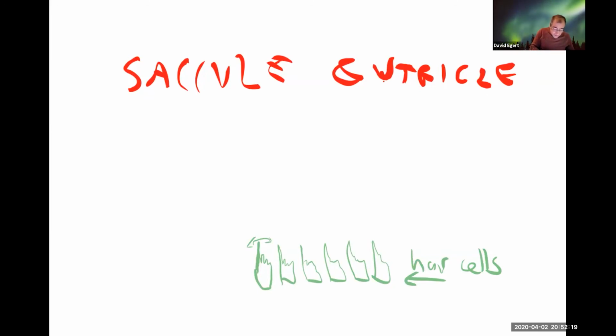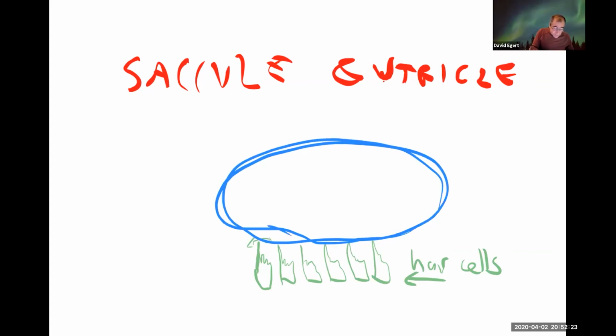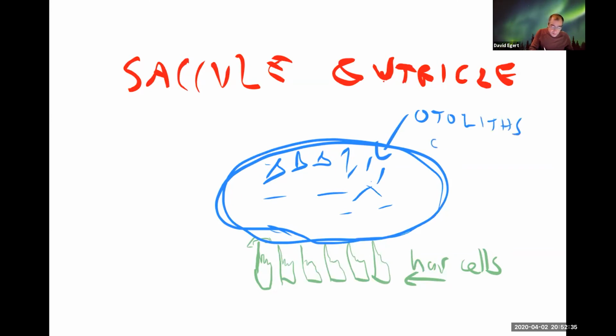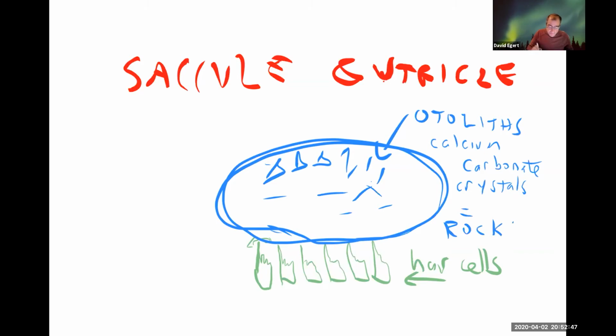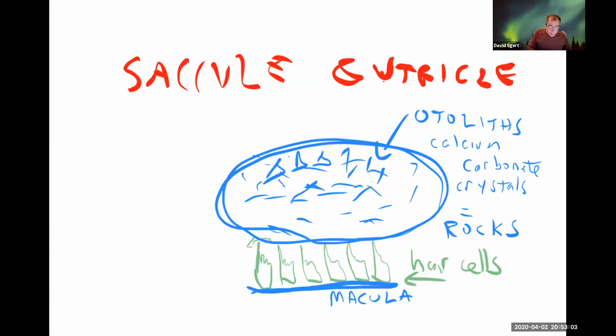On top of that is going to be this big gelatinous thing with these little calcium carbonate crystals. They're called otoliths, which means ear stones. You can kind of think of them as little rocks. So in your inner ear, you've got these hair cells sitting in this little patch. We call the patch the macula. Macula just means spot. And they basically have this thing with rocks sitting on top. So if you bend your head, the rocks are going to get pulled in one direction or another by the force of gravity, and as they do that, they're going to be bending the hair cells they're sitting on.